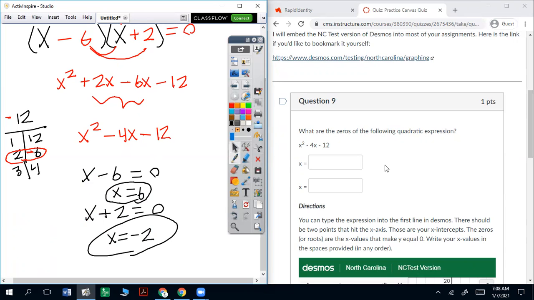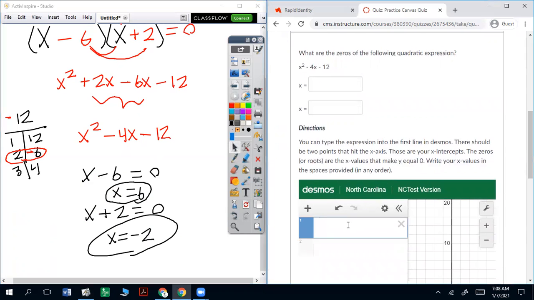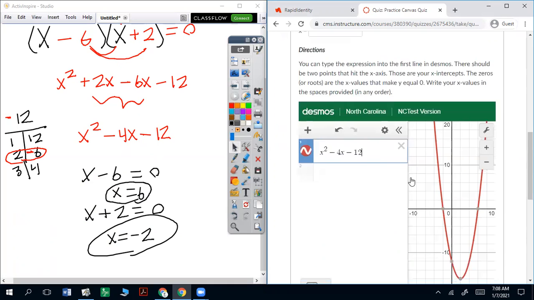Graphically, what that's going to look like is putting in x squared minus 4x minus 12. And on the graph, we can see where it crosses the x-axis. -2, +6 are your zeros.